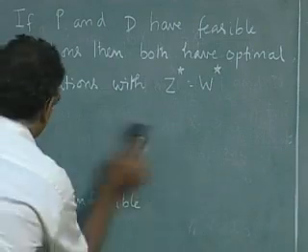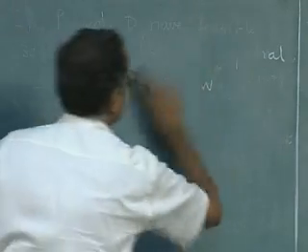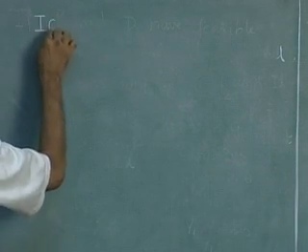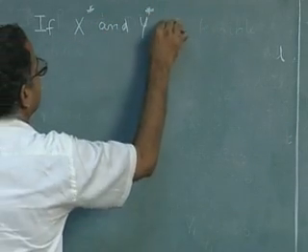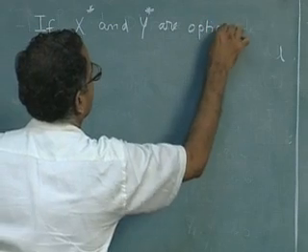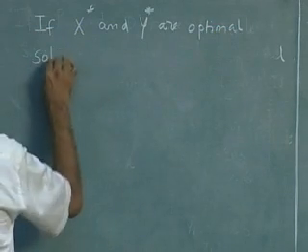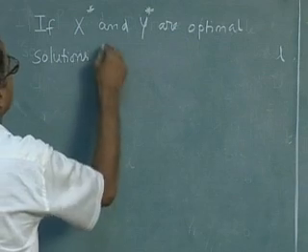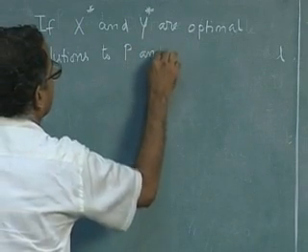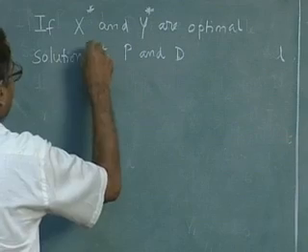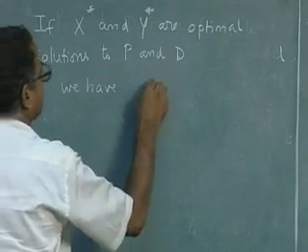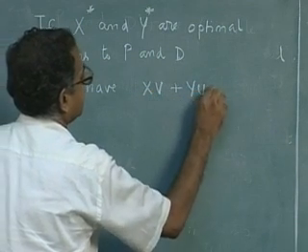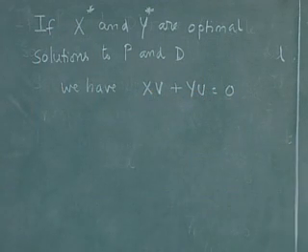We now move into another one called complementary slackness conditions, which is this: if x star and y star are optimal solutions to primal and dual. In fact we would define something more here. We have x v plus y u equal to 0. This is called the complementary slackness condition.